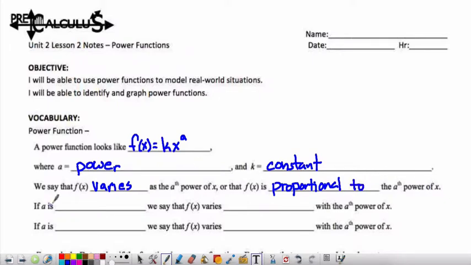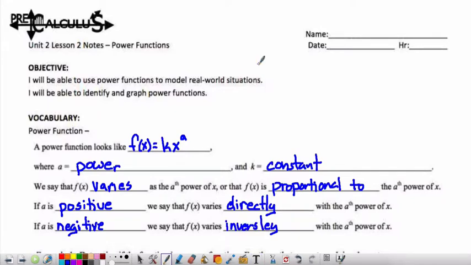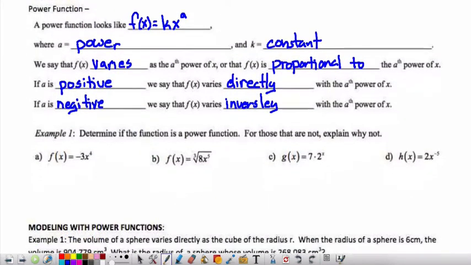All right, so if a is positive, we say that f of x varies directly with that power of x. And then if a is negative, we say that f of x varies inversely with the eighth power of x. Okay, so we're going to look at a few functions here and determine if they are power functions or not.